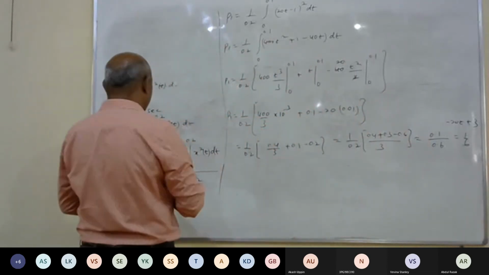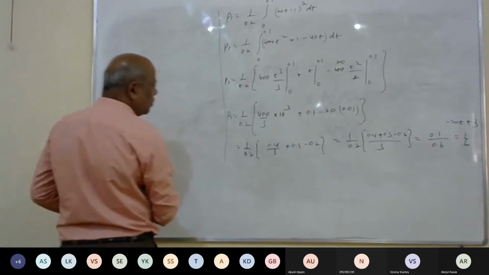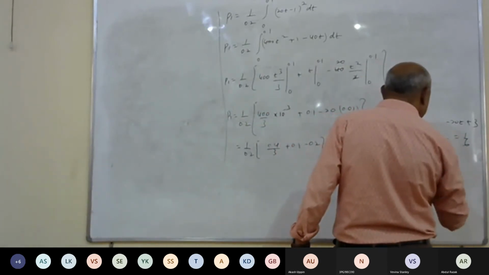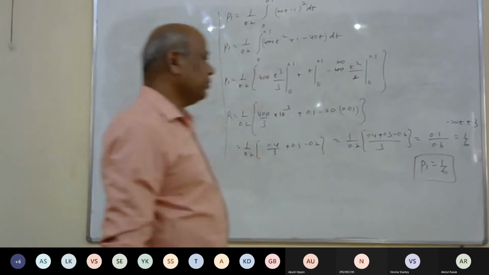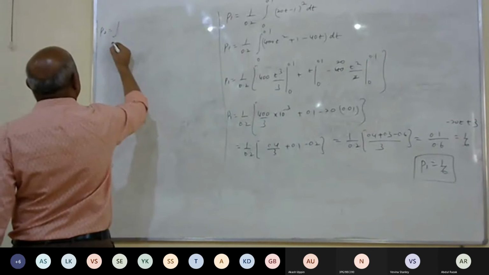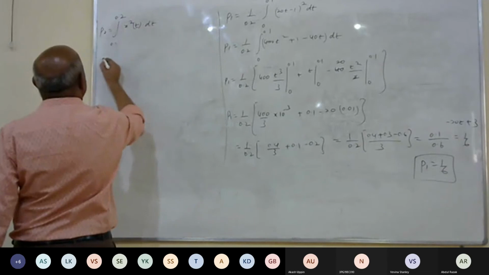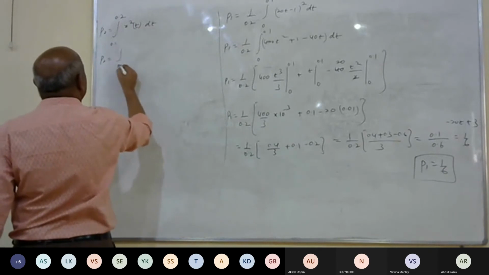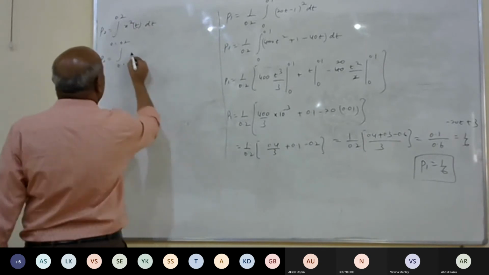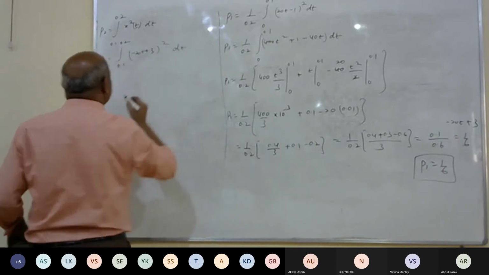Similarly, I should get P2. Now finally, P1 value is 1 by 6. This is the P1 value. P2 value is integration of 0.1 to 0.2, x square of t into dt. X of t is minus 20t plus 3, whole square into dt.